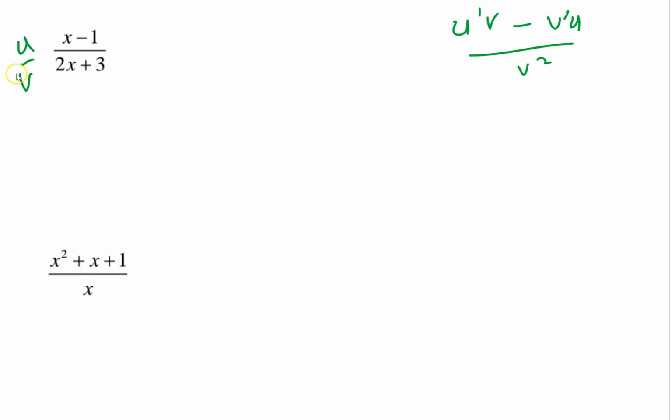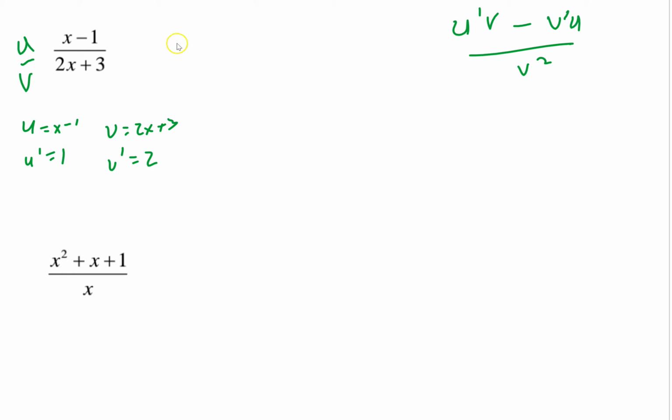So you can figure out what u and v is if you want to do it that way. That's totally fine. U would be x minus 1. U prime would just be 1, because that's 1, that goes away. V would be 2x plus 3. V prime would be 2. Then you can just plug it in. Right, but eventually you just get so used to it.